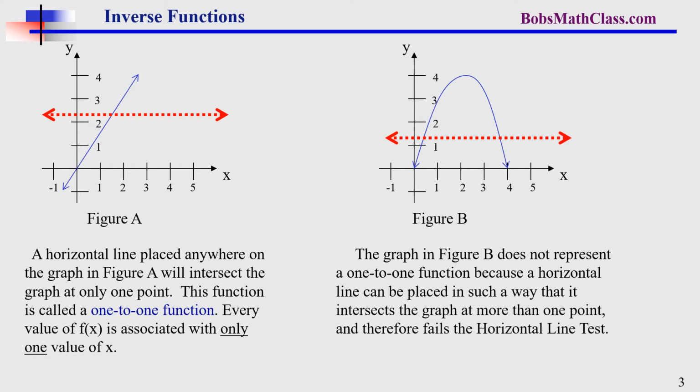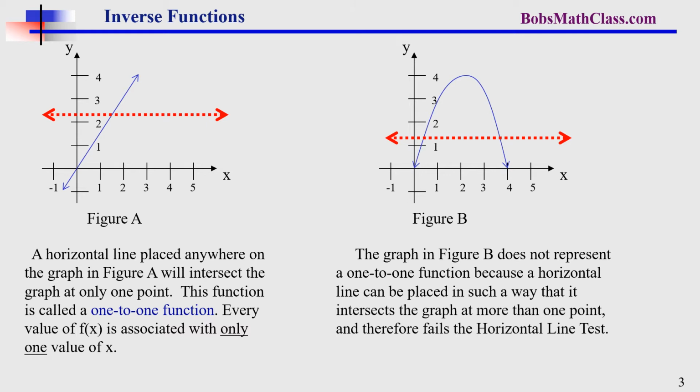Going back to that last example, every value of f of x, every y value, is associated with only one x value. So looking at the graph in figure B, look at the y value of 3. It has two different x values. When x is 1, y is 3. And probably when x is 3, y is also 3. So the same y value can have two different x values at multiple points, at an infinite number of points actually.